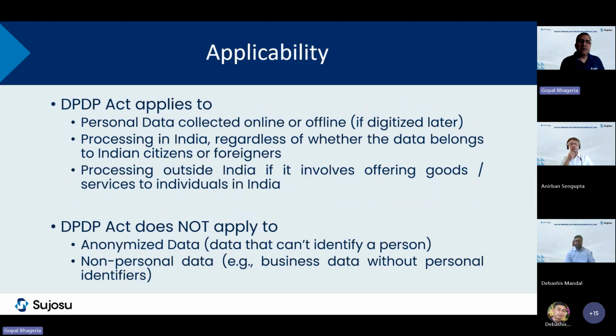So where DPDP Act is applicable: personal data collected online or even offline, like in a form where you are collecting certain data. Even though it is called digital protection, it applies even to paper data, which is usually digitalized. Processing in India, regardless of whether data belongs to an Indian citizen or foreigner, and processing outside India if it involves offering goods or services to individuals in India. And it doesn't apply to anonymized data and non-personal data.